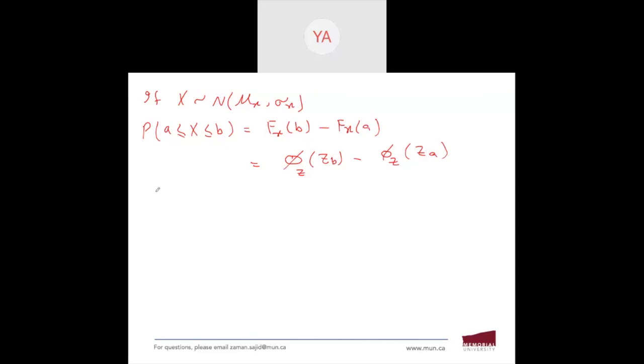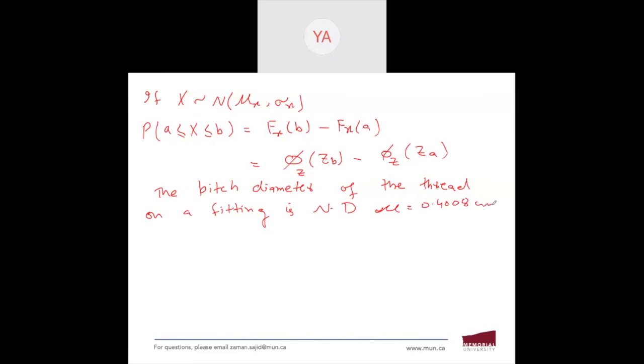Okay, let's do one example here. The pitch diameter of the thread on a fitting is normally distributed with a mean of 0.4008 centimeter and a standard deviation of 0.0004 centimeter.